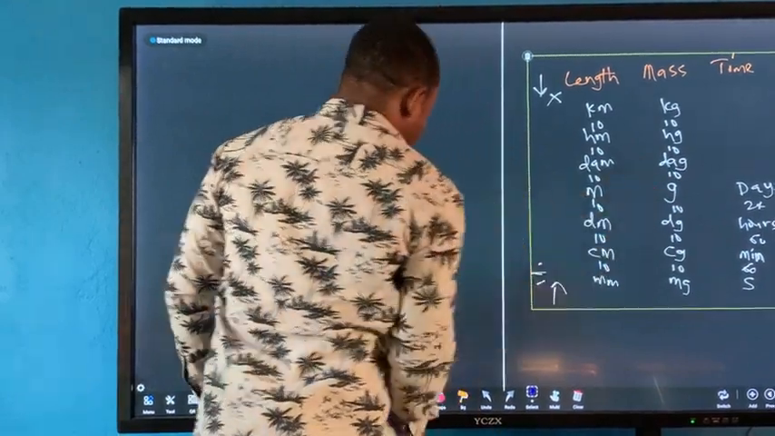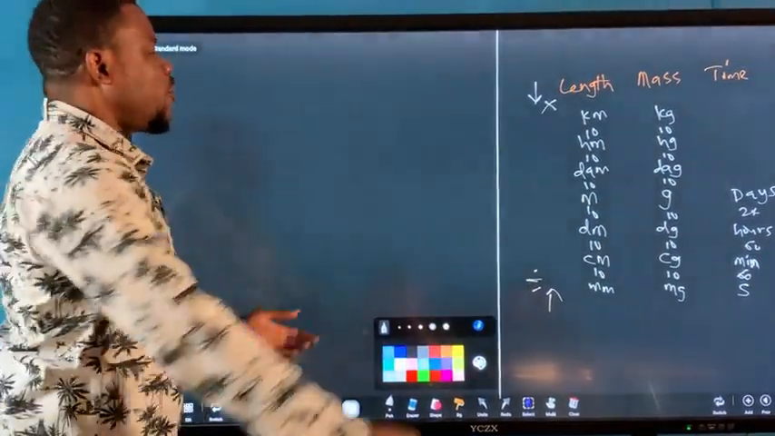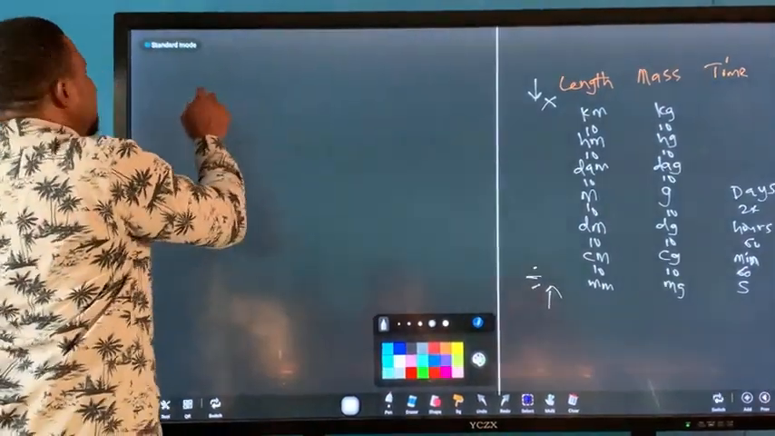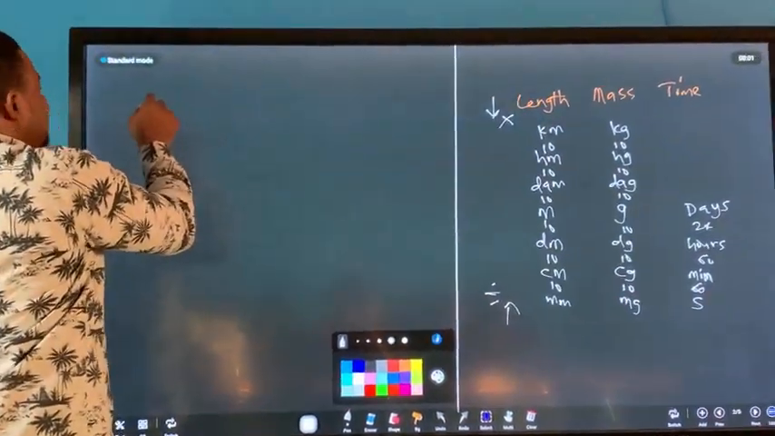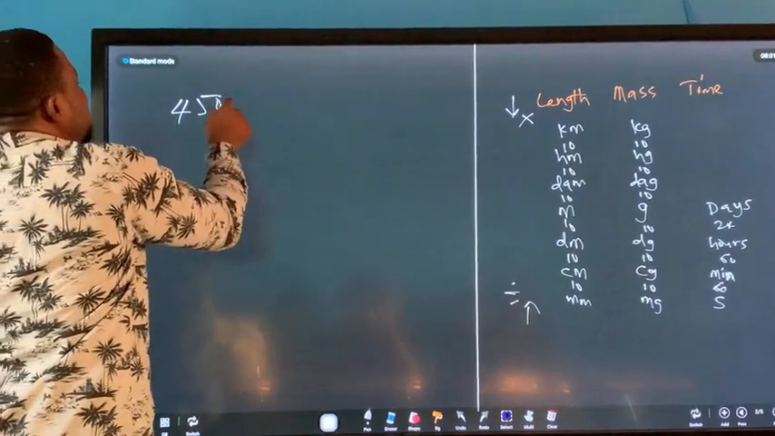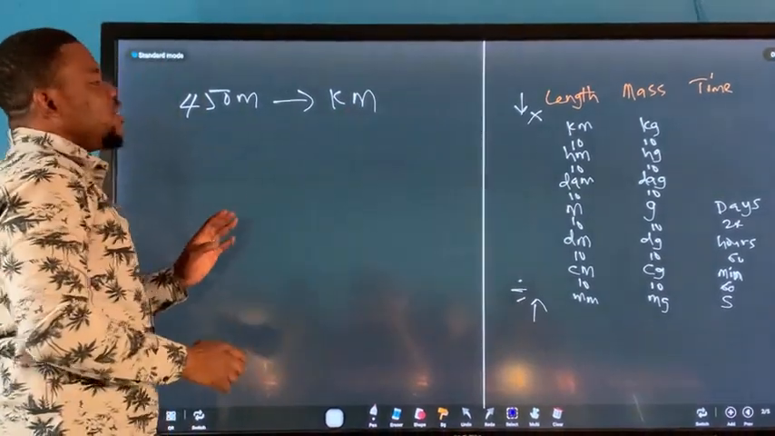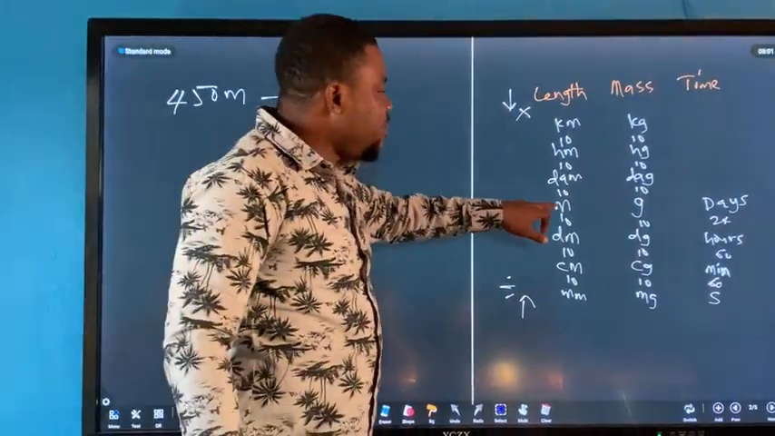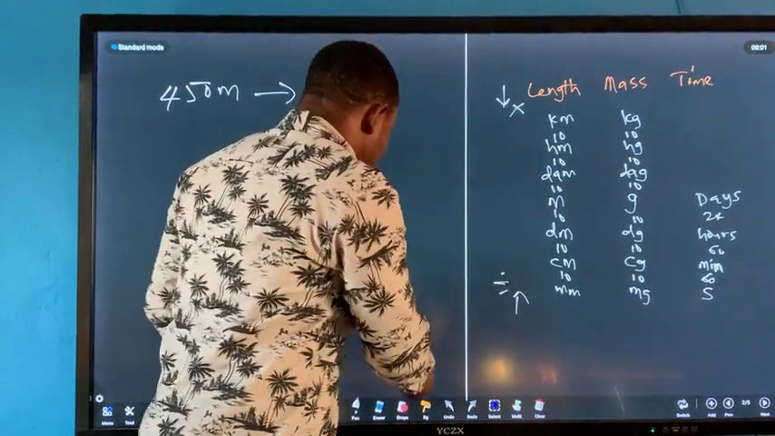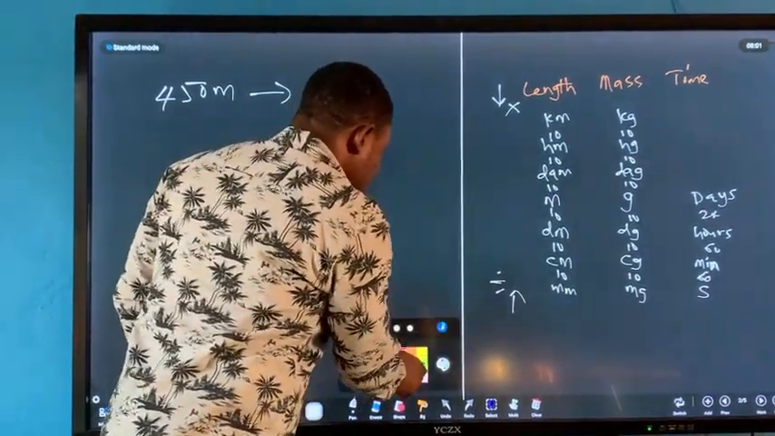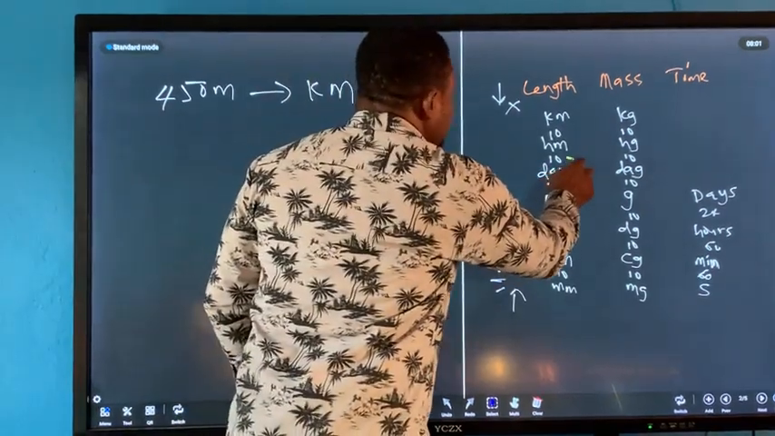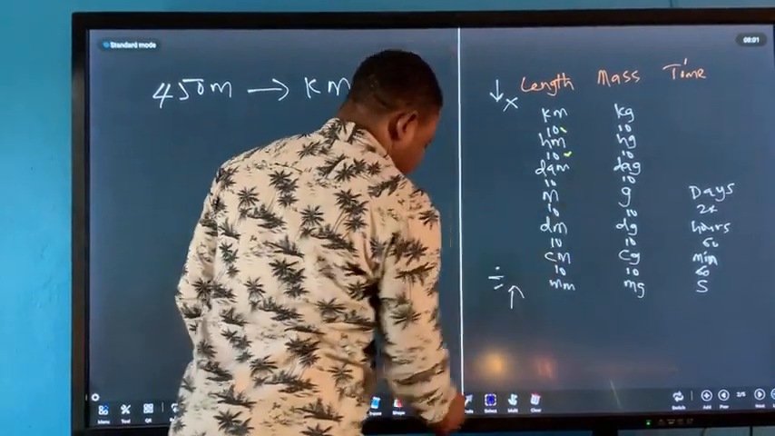Alright. So if I ask you to convert, like we did earlier on, 450 meters to kilometers. Take note, from meters, I'm going to cross over many tens. Check the number of tens. I'll pass this 10, I'll pass this 10, and then this stick there.